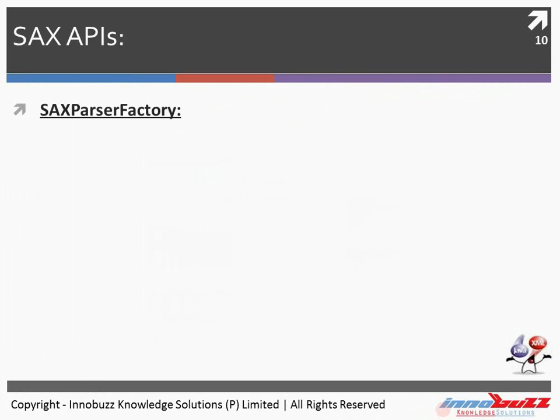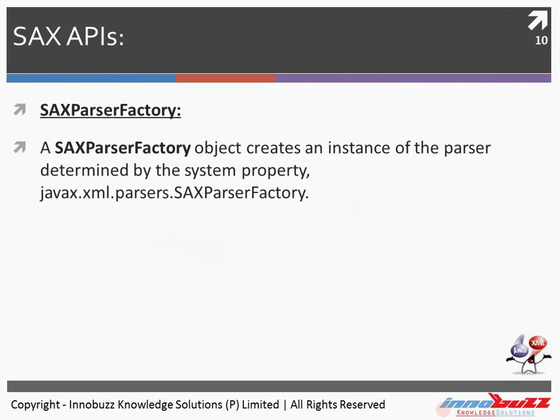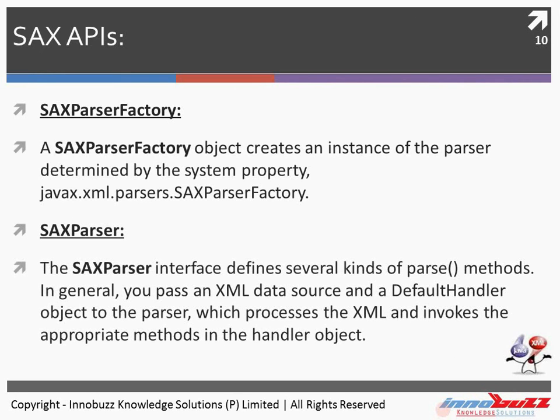SAXParserFactory. This is the factory API which is used to create an instance of the parser determined by the system property coming from the package javax.xml.parsers.SAXParserFactory. Then you have the parsers. The SAXParser interface defines several kinds of parse methods. In general, you pass an XML data source and a DefaultHandler object to the parser, which processes the XML and invokes the appropriate methods in the handler object.